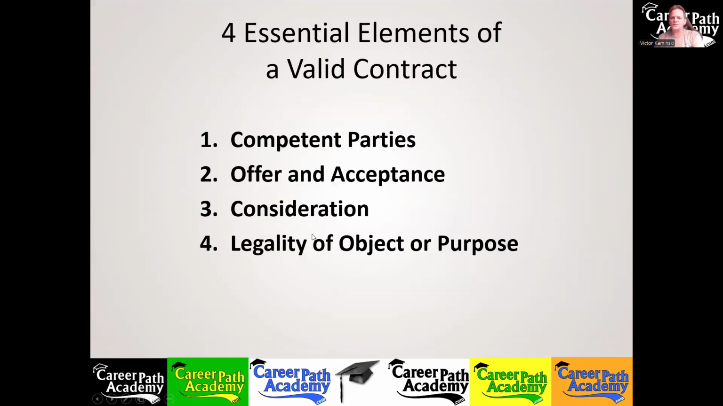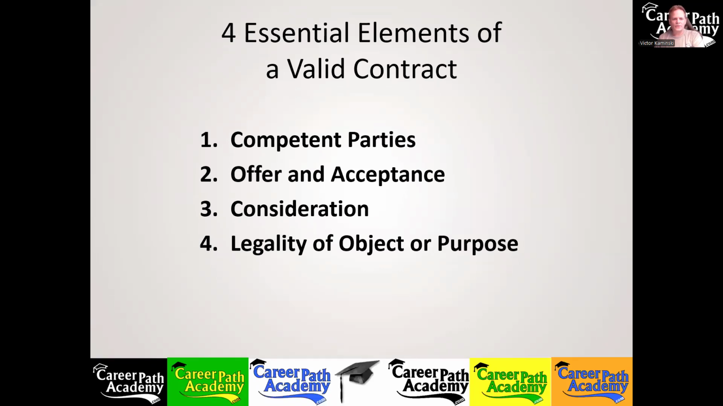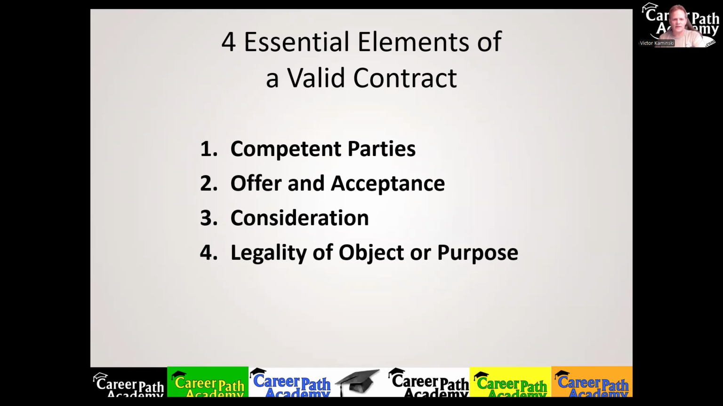Now, there are four essential elements for any contract in order to be valid. This alone you need to know for exams. What are the four essential elements of a valid contract? Competent parties, offer and acceptance, consideration, and legality of object. So you need to study them, memorize them, and know them.